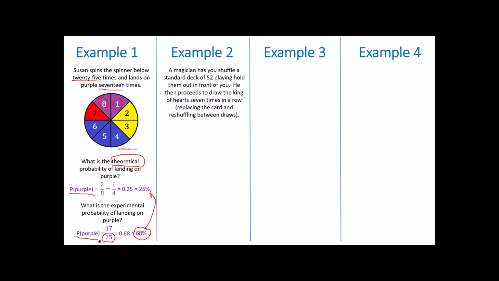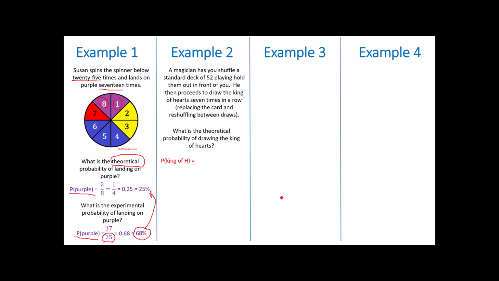A magician has you shuffle a standard deck of 52 playing cards and hold them out in front of you. He then proceeds to draw the King of Hearts 7 times in a row, replacing the card and reshuffling between draws. What is the theoretical probability of drawing the King of Hearts?